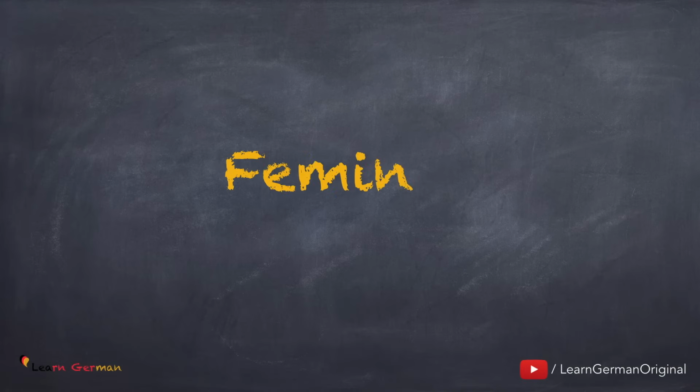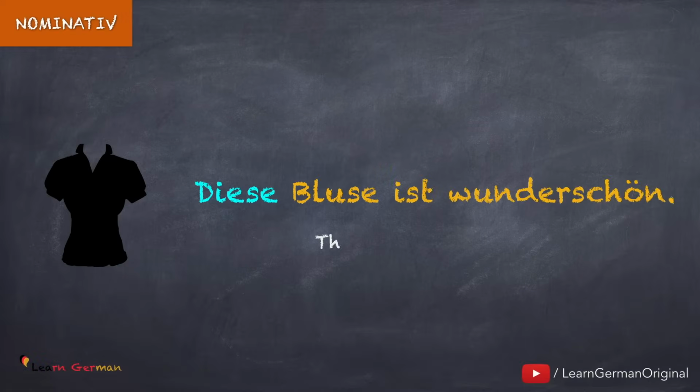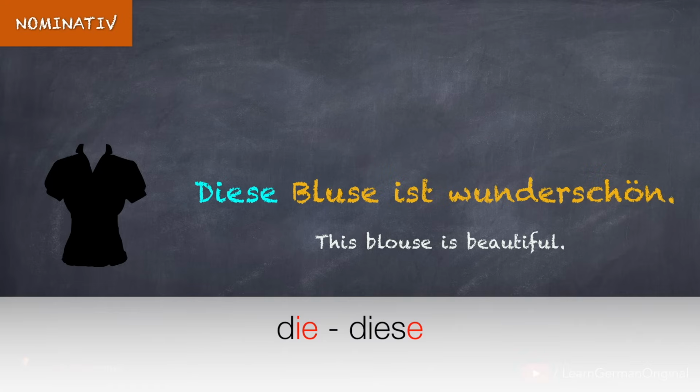Now let's move on to the feminine article. Do remember that in nominative and in accusative, the feminine article remains die. And here's an example im Nominativ. Diese Bluse ist wunderschön. In this case, diese gets the ending e from the feminine article die im Nominativ.